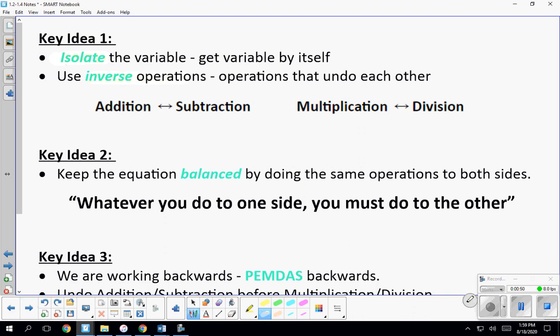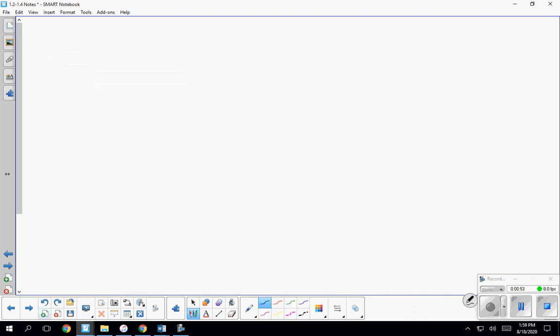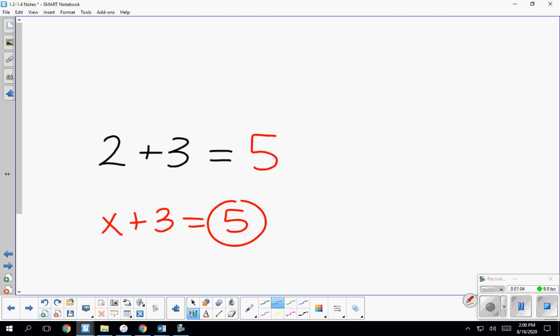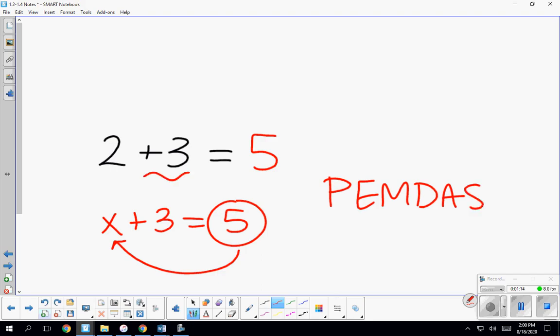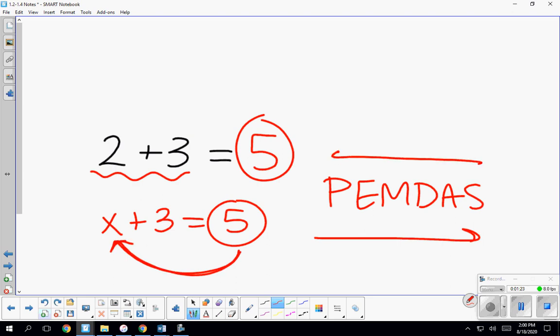The reason is that when we were in elementary school, we were given problems like this, and we had to come up with the answer. Now we're going to be given problems like this, where we know the answer. We need to work backwards and figure out what we started with. We've talked about PEMDAS, and when we're given the problem and we have to come up with the answer, we follow PEMDAS. Since now we're working backwards, we need to follow PEMDAS backwards.